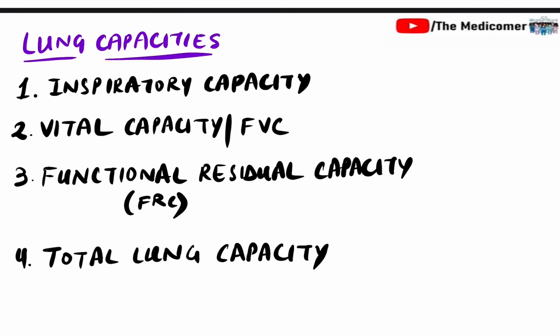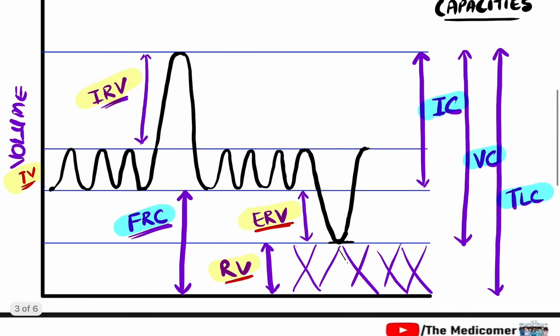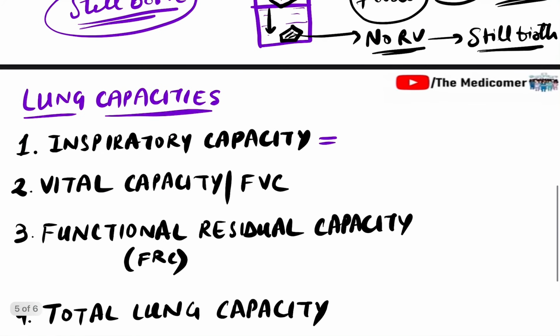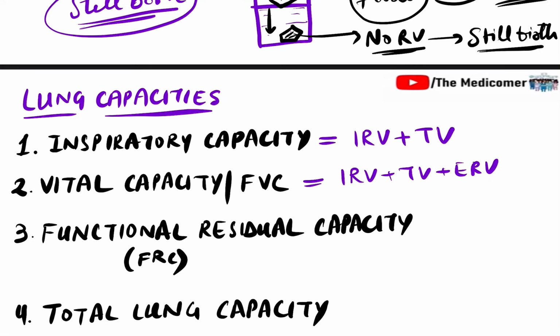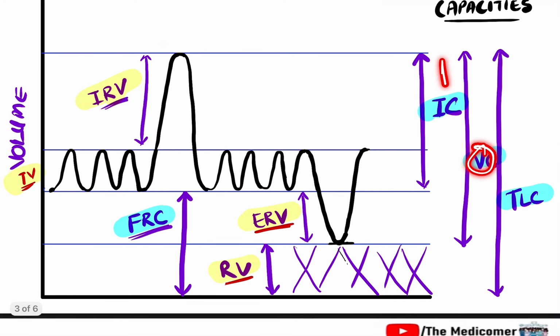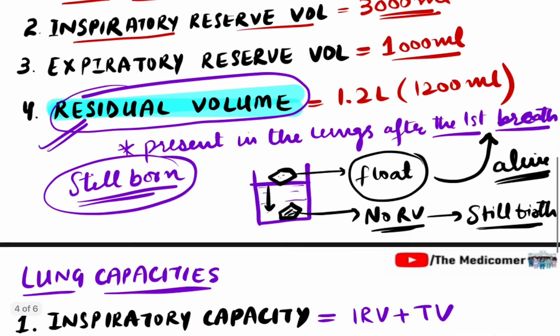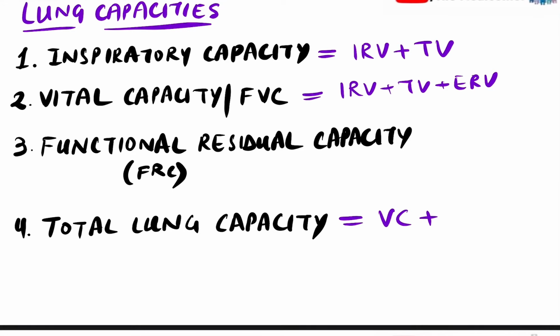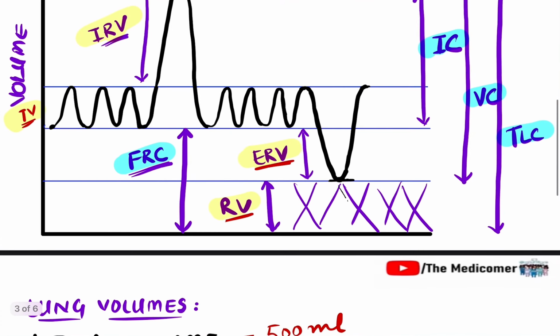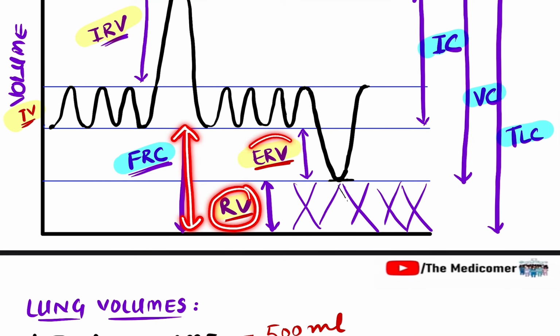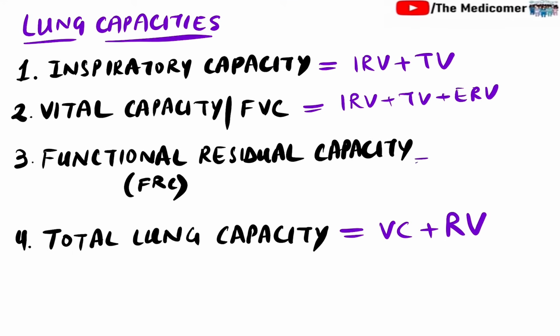Let's quickly write their formulas. Inspiratory capacity, again referring to this diagram, is equal to inspiratory reserve volume plus tidal volume. Similarly, vital capacity is equal to inspiratory reserve volume plus tidal volume plus expiratory reserve volume. And the total lung capacity is vital capacity plus residual volume. And functional residual capacity, this is the FRC, is equal to residual volume plus expiratory reserve volume. Okay, so these are the lung capacities.